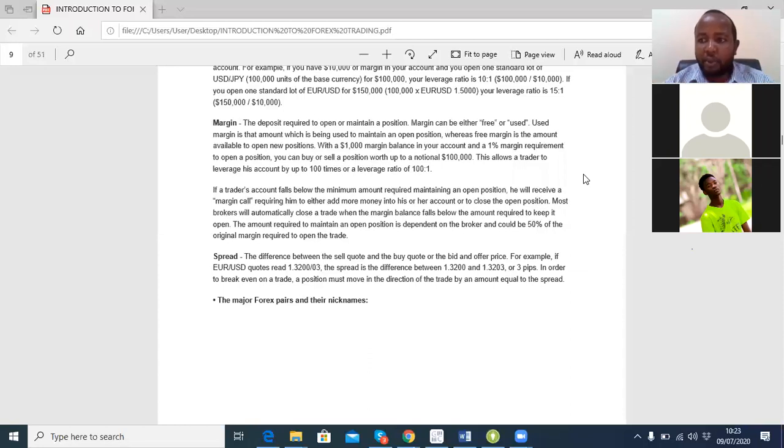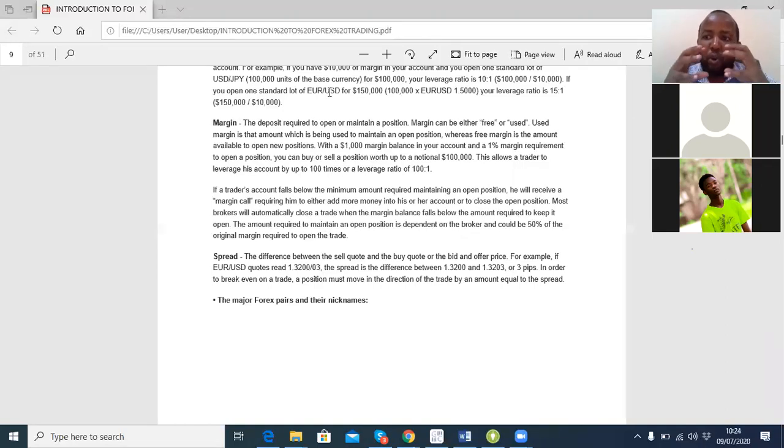Say I have 1,000 USD and I put lot one, or even 2,000 or $3,000. You're using too much margin. And in case the market goes against you or doesn't favor you that day, you might receive a margin call. So a margin call basically requires you to either add more money into your account, or to close the open position.